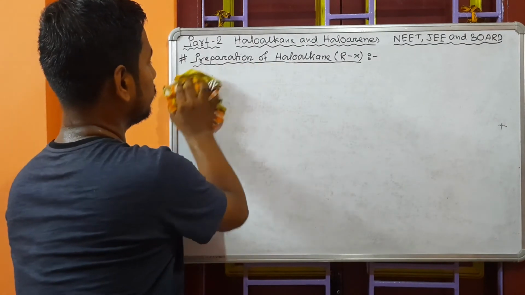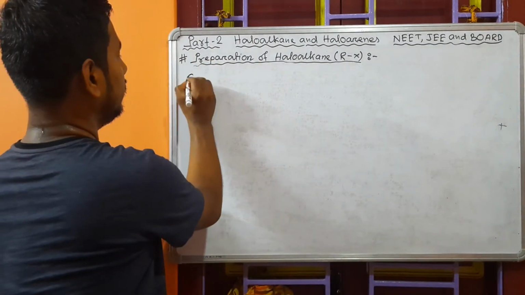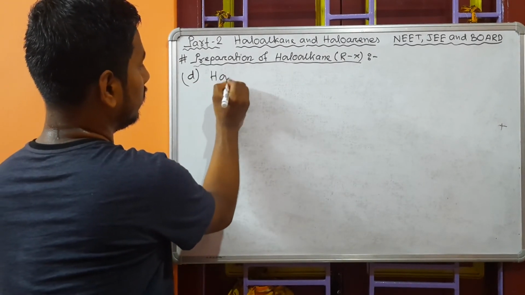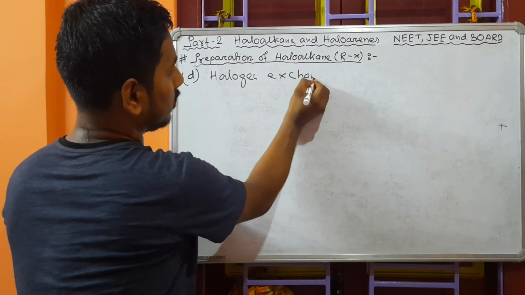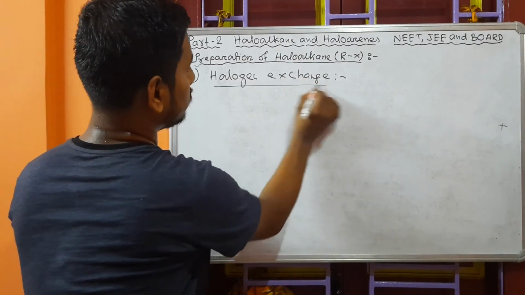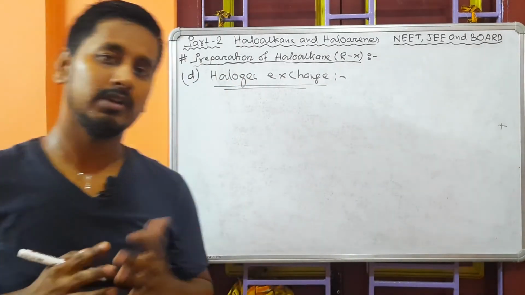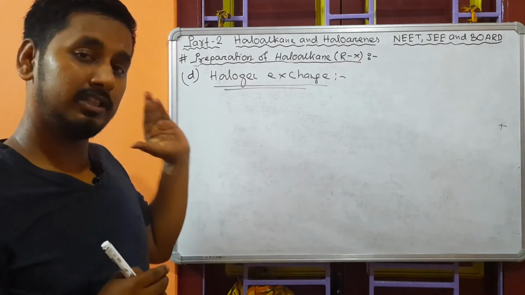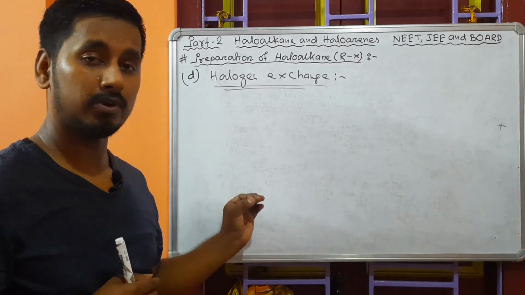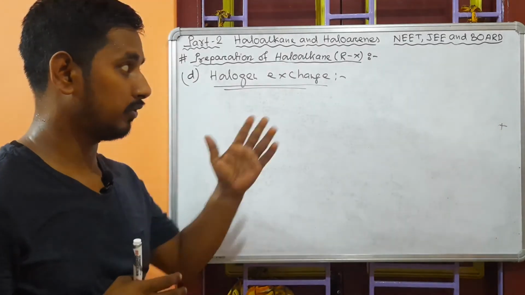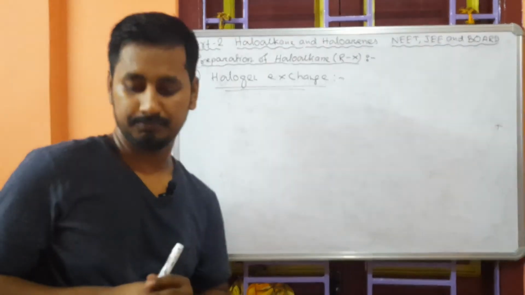So next one is from the halogen exchange. Okay, halogen exchange. So in halogen exchange there are two different types of reactions. One is the Finkelstein reaction, another one is the Swarts reaction. We have to study these two name reactions, and these two name reactions are very important for your board examination as well as for your entrance examination. Finkelstein and Swarts reaction.